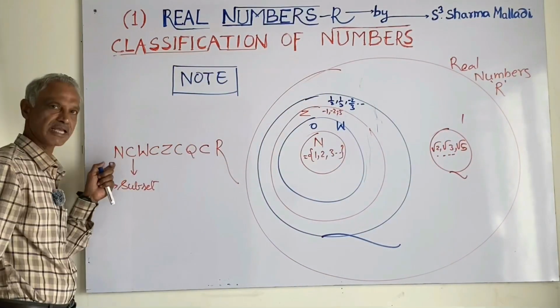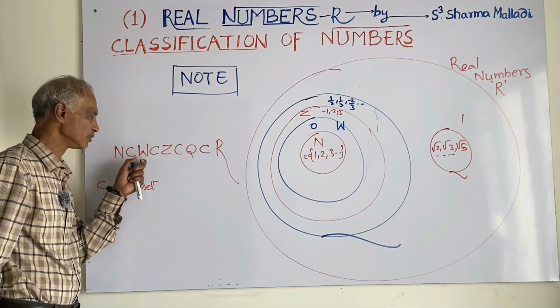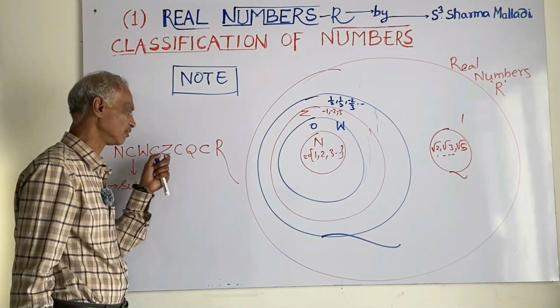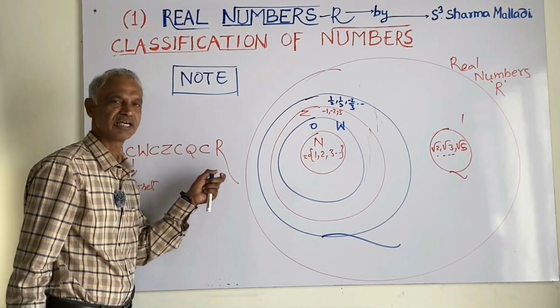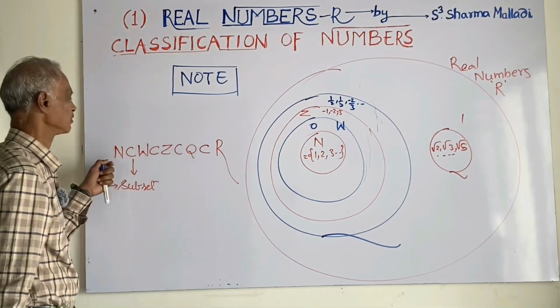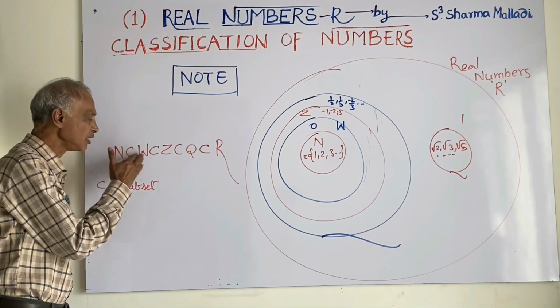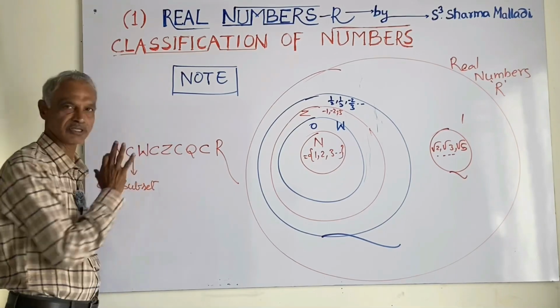And you see, the natural number set is a subset of whole numbers. Whole numbers are a subset of integers. Integers are a subset of rational numbers. Rational numbers are a subset of real numbers. We should remember this. All natural numbers are whole numbers. All whole numbers are integers. But all integers are not whole numbers.